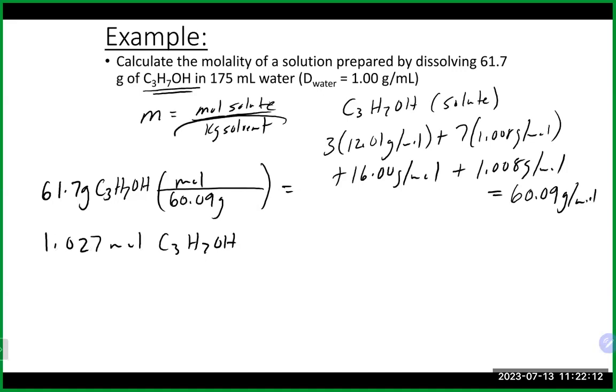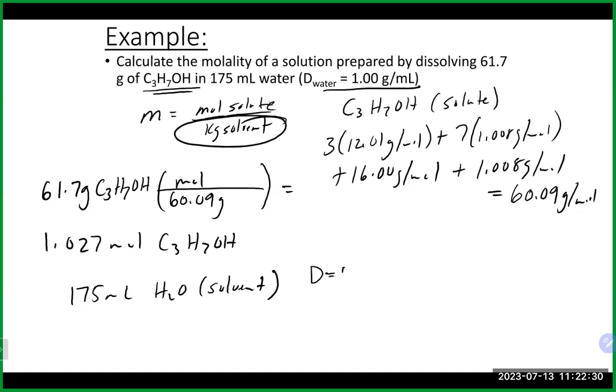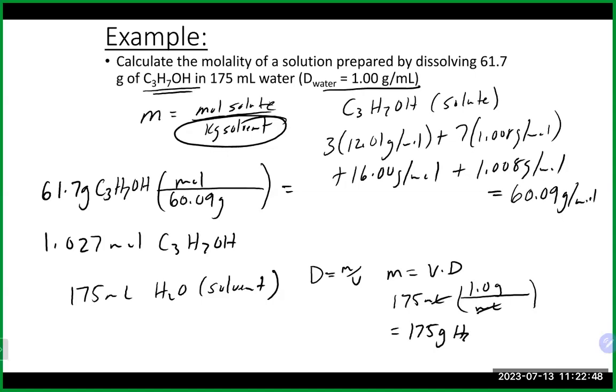Now, in terms of the kilograms of solvent, we have 175 milliliters of our water, which is our solvent, but we need to get it to kilograms. And that is why the density is given to us. Density is mass divided by volume, which means the mass is volume times density. So we take 175 milliliters times the density of our solvent, water, 1 gram per milliliter, which means we have 175 grams of water.